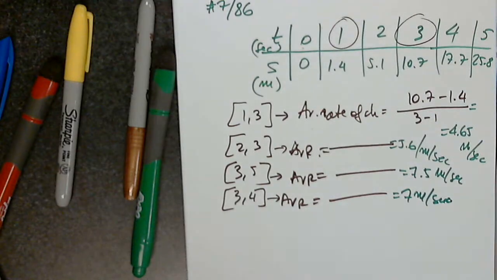Very good. Perfect. Now, here's part B. Use the graph of S, which is the distance, as a function of t to estimate the instantaneous velocity when t equals 3.